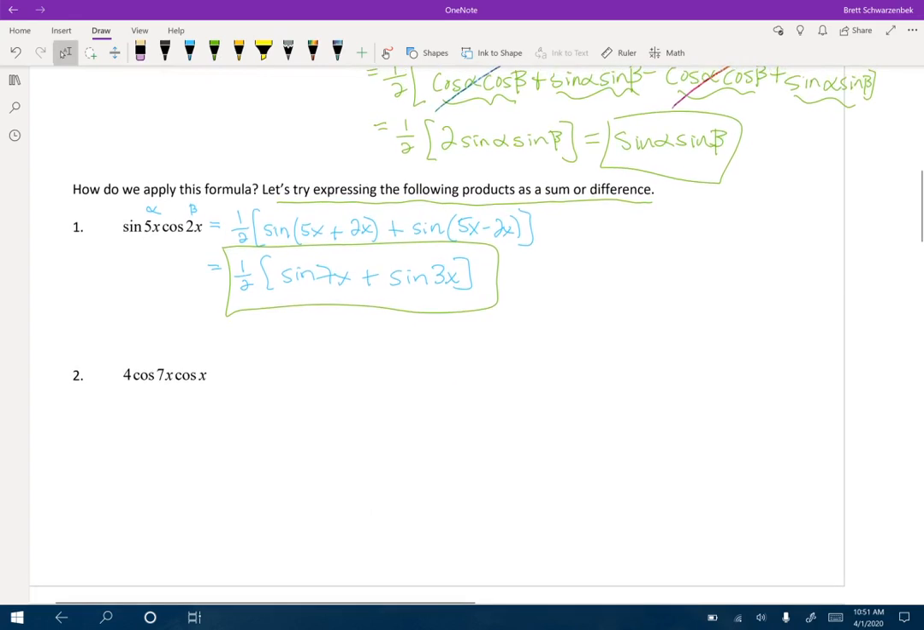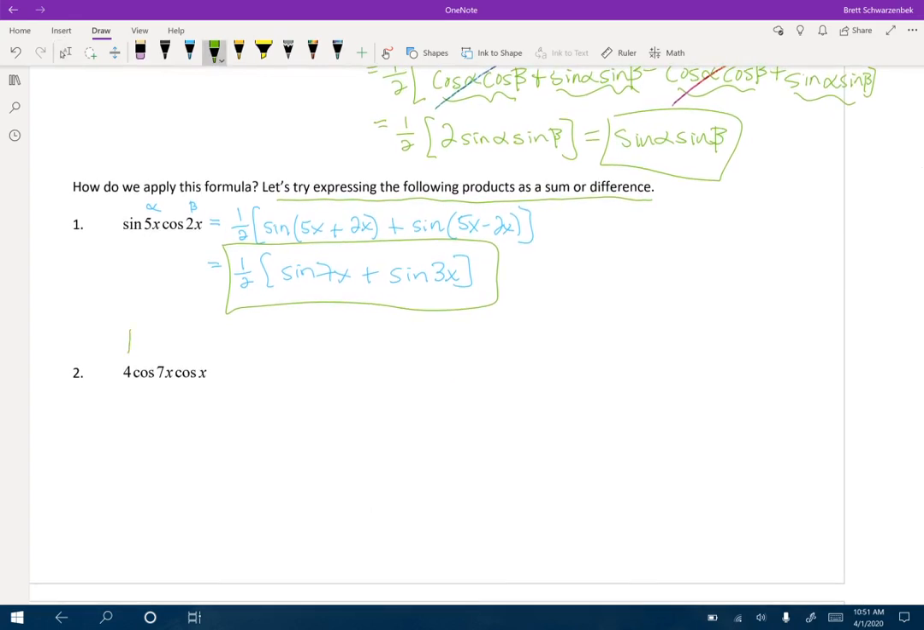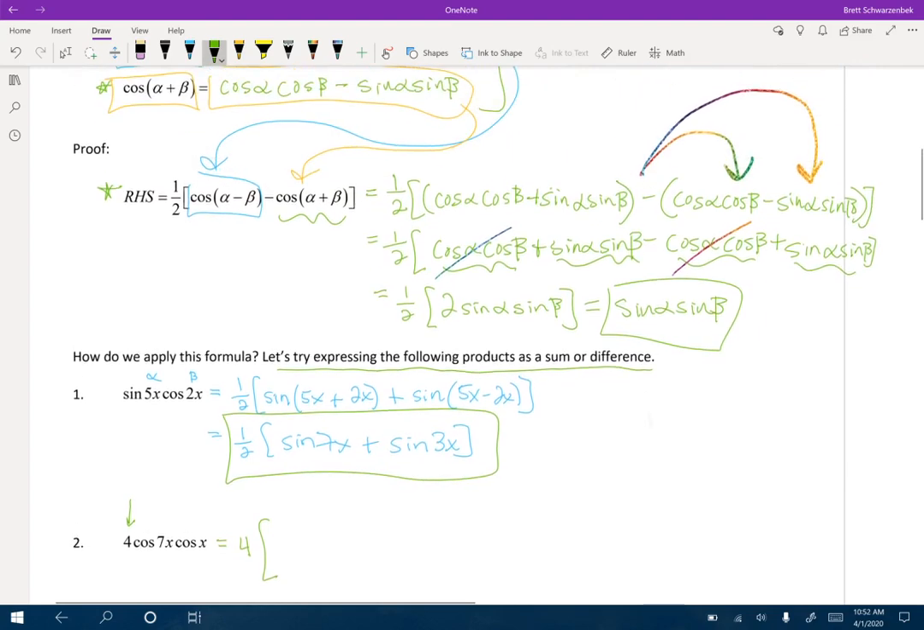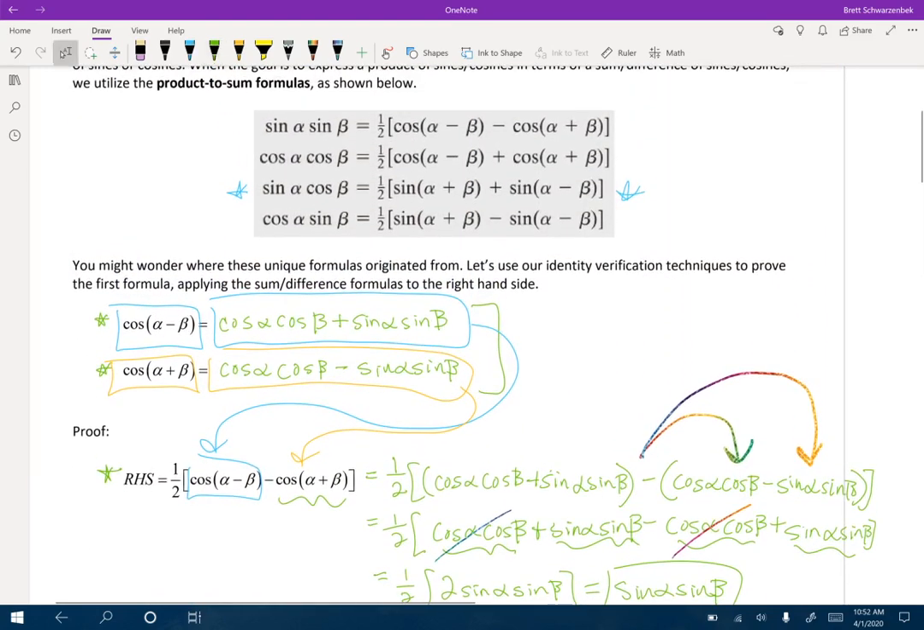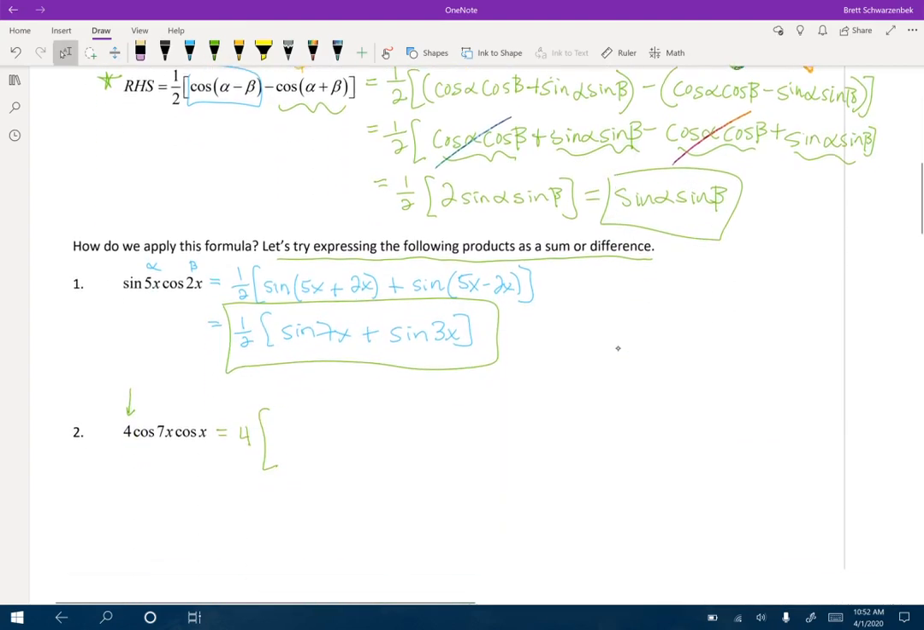Okay, so let's try another one. Every once in a while you're going to have a multiple in the front. No big deal. We just sort of keep it along the way. So 4. Okay, we'll keep the 4. And then we go up and we have to go to the double cosine one, which is right here, right? So the double cosine one will result in 2 cosines with a difference and a sum. So we're going to write it out just like that down here.